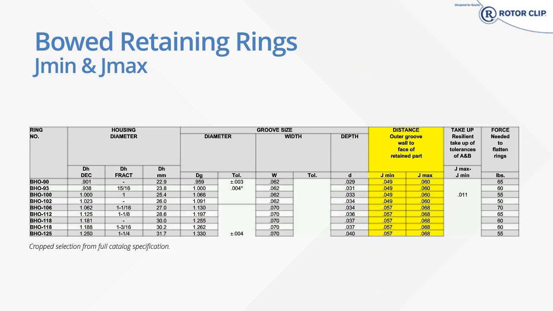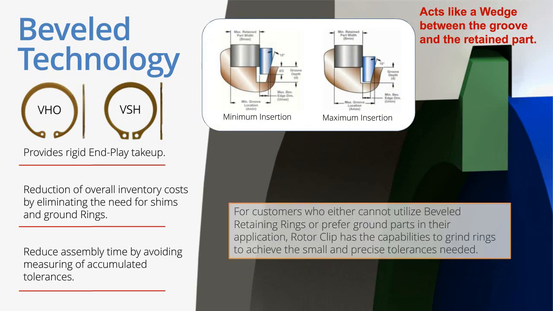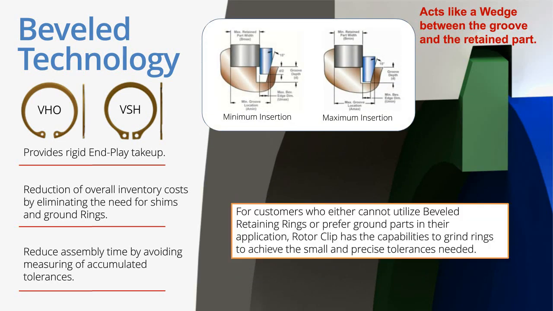So our catalog lists our Jmin and Jmax values and the overall resilient end play take-up that the ring size can achieve. So on these examples, we're looking at 11 thousandths of take-up. That's 11 thousandths of tolerance that you can have in your retained parts. Beveled rings come into play above 1 inch. Bowed rings are usually below 1 inch. They go up to about 2 inches, and basically above there it makes more sense to switch to the bevel series.